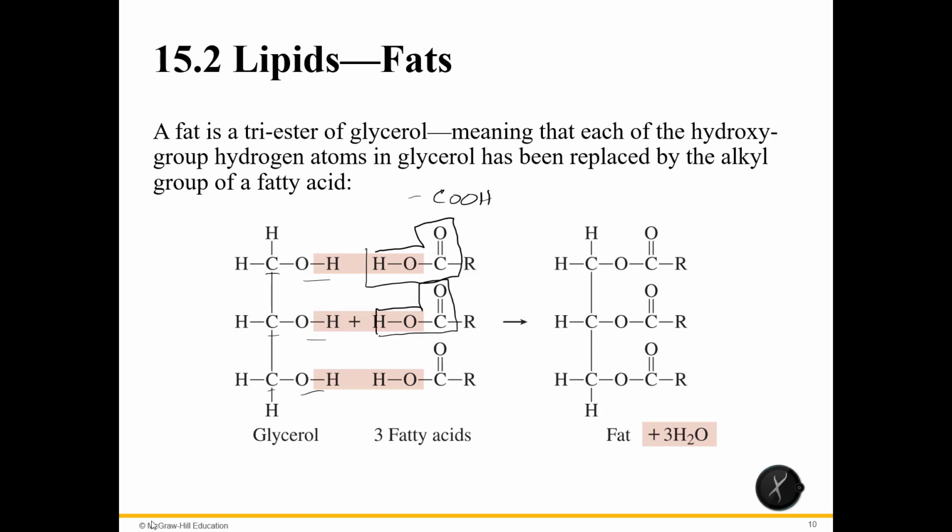And so when we combine a fatty acid, a carboxylic acid, with a glycerol, what happens is a hydrogen from the glycerol and a hydroxide from the fatty acid separate, and we get water formed. So every one of these is going to be a water molecule formed. So that's where we get these 3 water molecules as a product.